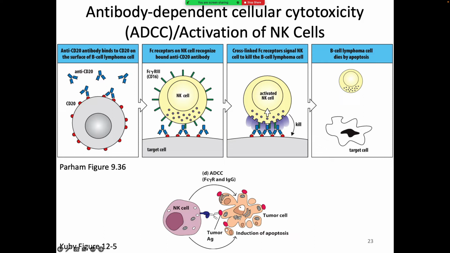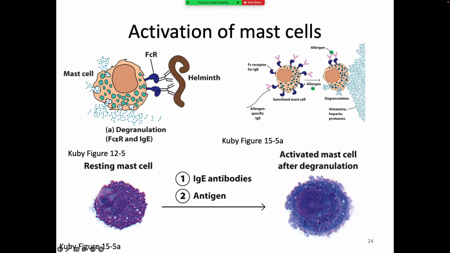So again, the idea here is we've got a cell. It's got an Fc receptor. When the Fc receptor binds antibody on the surface of another cell, then the cell does stuff. The 6th function of antibodies is really similar, except now we don't have an NK cell with an Fc receptor. Instead, we have another cell called a mast cell. And the mast cell has Fc receptors.